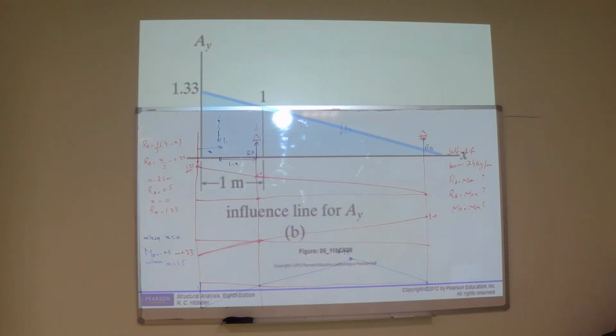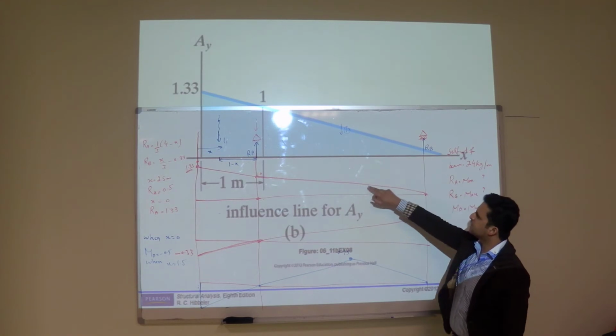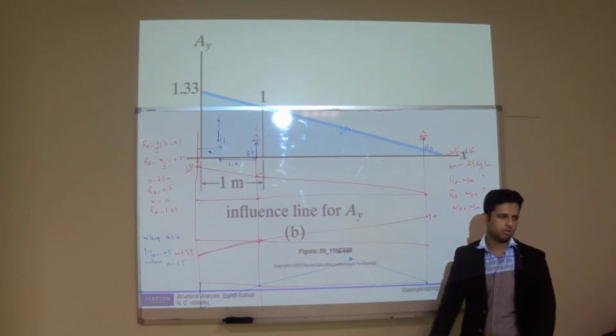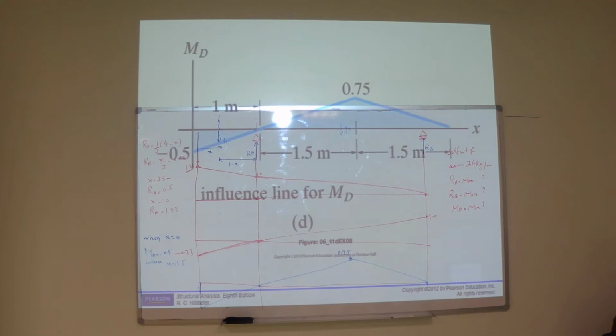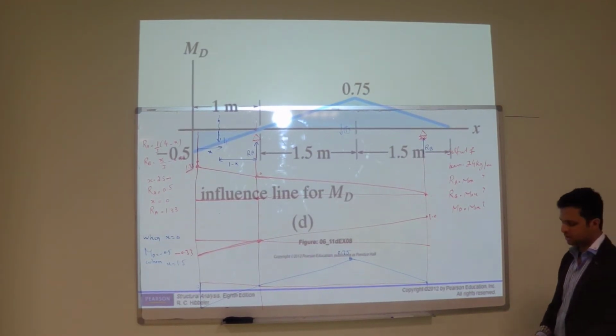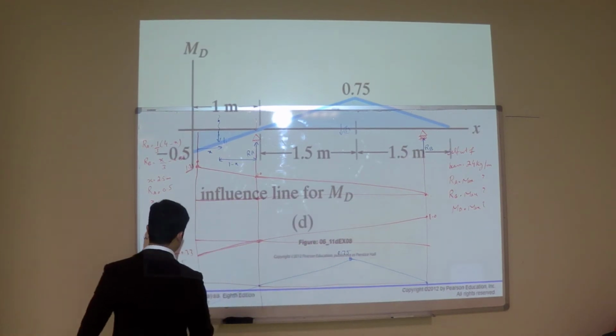For example, this diagram shows an influence line diagram for RA. Is it same? Yes. Same. Okay. And this shows the influence line diagram for RB. And this shows the influence line diagram for MD. Is it same? Yes. Just put minus 0.5.